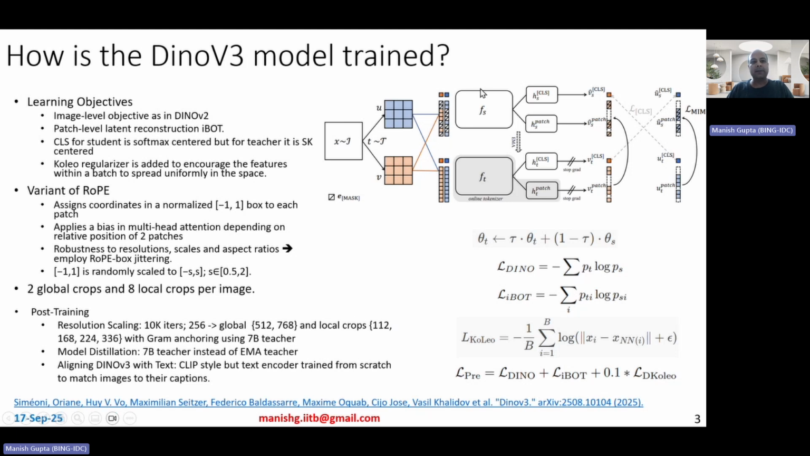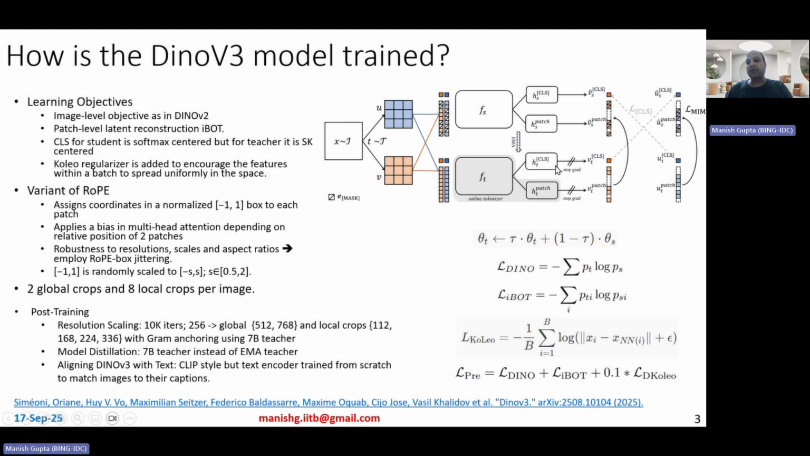The idea behind this iBOT-based patch level latent reconstruction loss is masked image modeling. In masked image modeling, you're trying to do a latent reconstruction of the patches. You mask the patches, and then you expect the model to unmask those patches. So the idea is that you pass the masked representations of both U and V through the student model. You pass the unmasked ones through the teacher model. Then on the student model, you have heads on various tokens. You have a head on the CLS token, and you have a head on the CLS token on the teacher side as well. And then you also have heads on those patches which were masked.